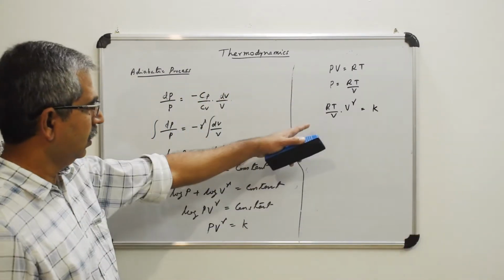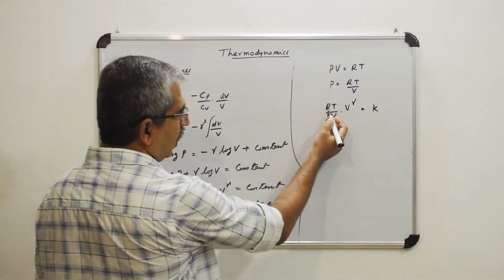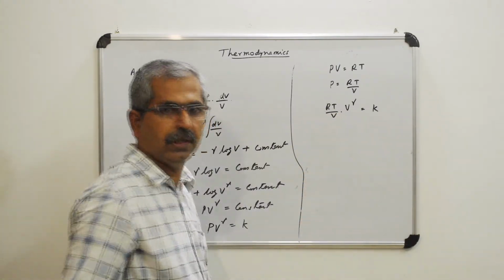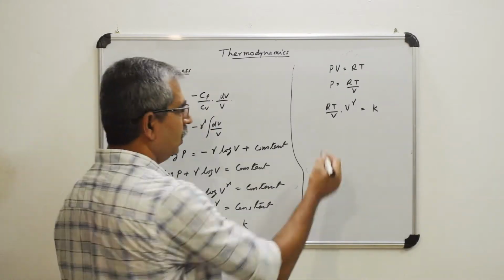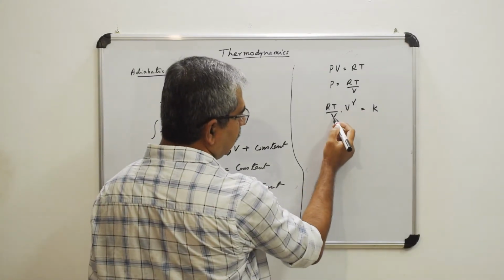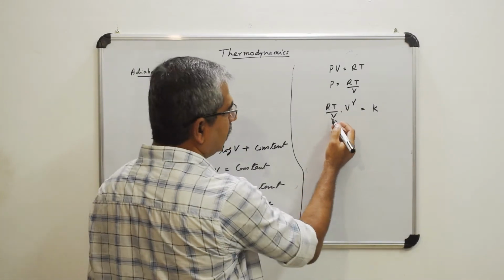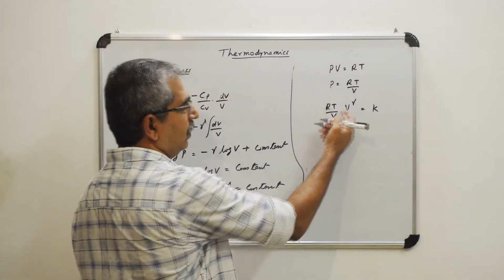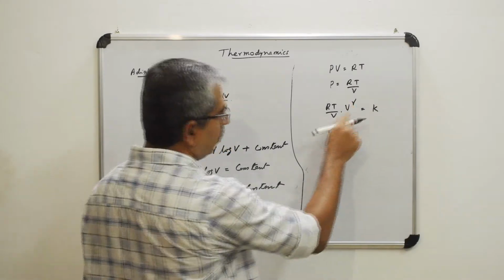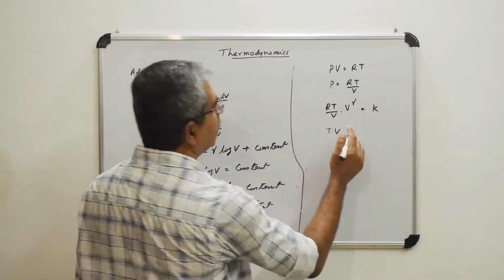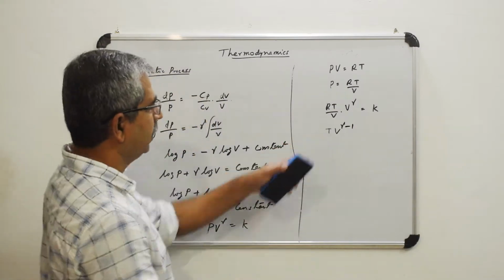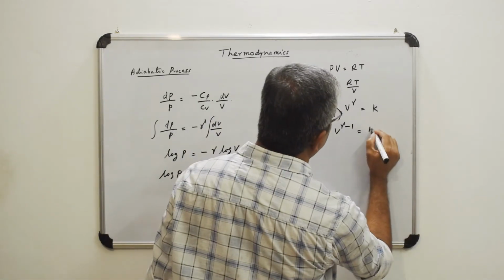Okay. Now, see, R is a constant. So you can take this R to the right side, that is again a constant. Okay. And then V raised to gamma divided by V is there. So you can write T first of all there, and then we have V raised to gamma divided by V, that is equal to gamma minus 1. Okay. And that is equal to a constant again.